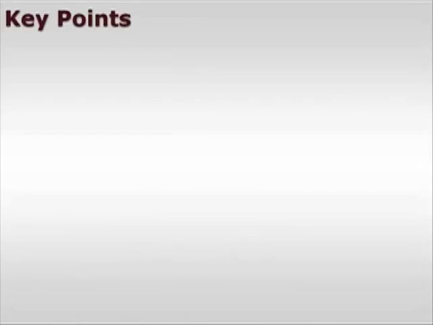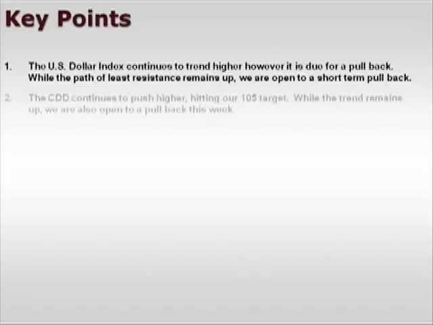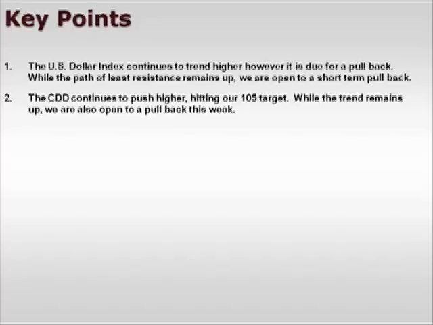Let's take a look at a few of our key points. First of all, the US dollar index continues to trend higher. However, it is due for a pullback. While the path of least resistance remains to the upside, we are open to a short-term pullback. The CDD continues to push higher, hitting our 105 target. While the trend remains up, we are open to a pullback this week.